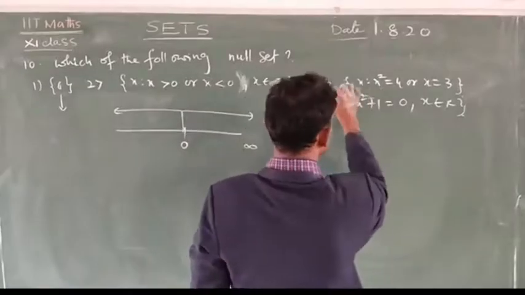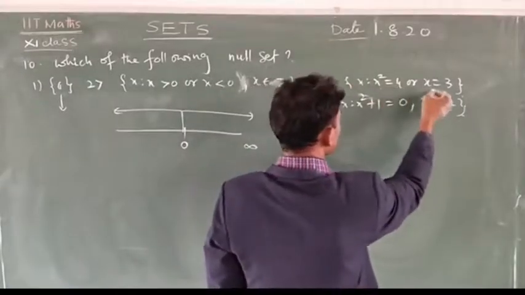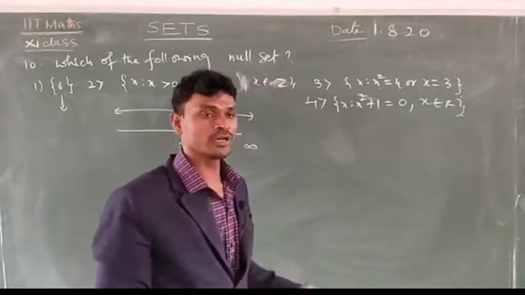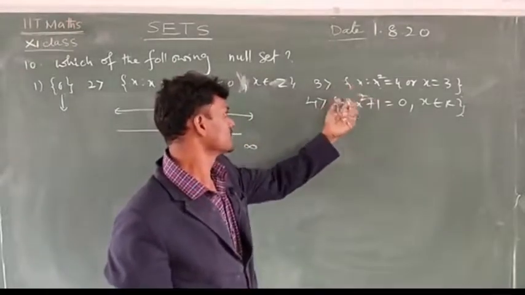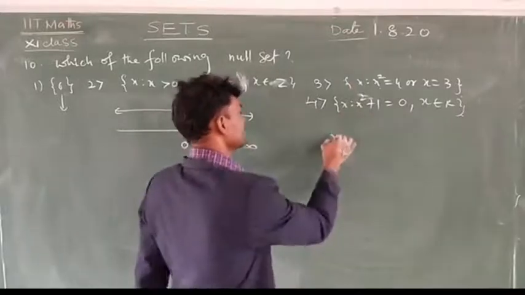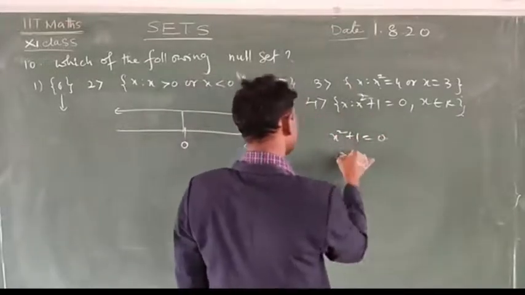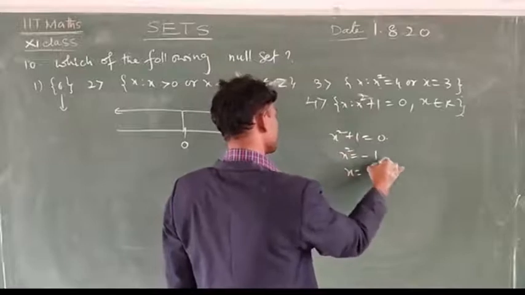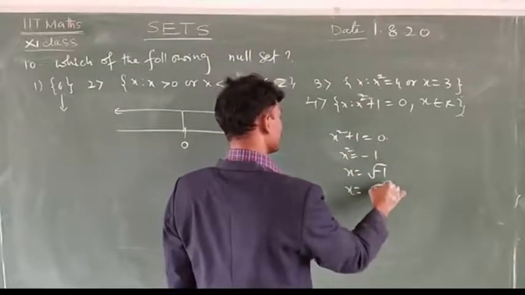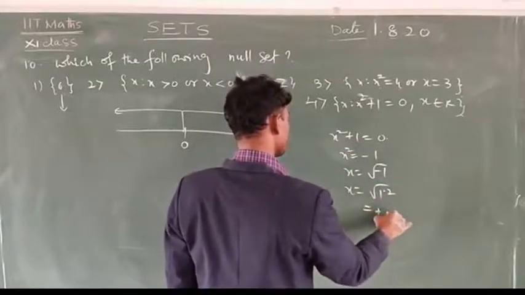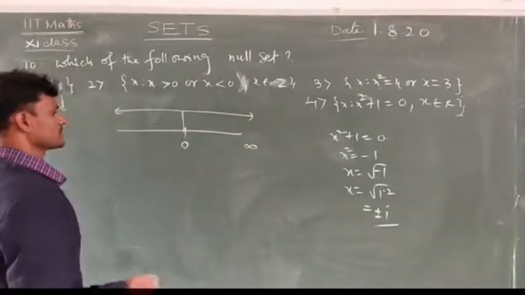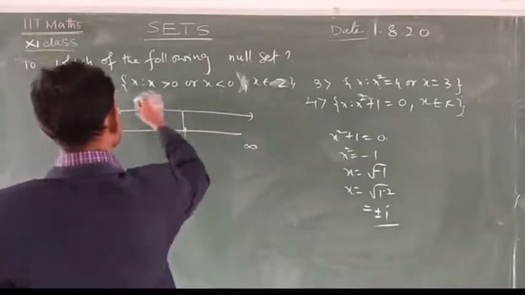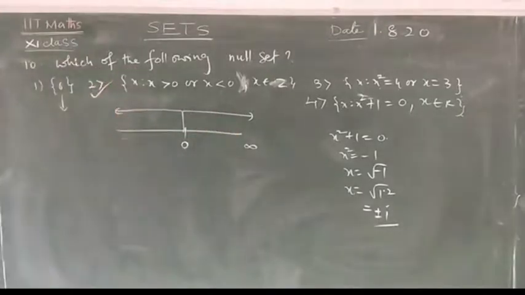Next, the third one: x square is equal to 4 or x is equal to 3, here either 4 or 3, any number means this is a set, not an empty set. This is also possible: x square plus 1 is equal to 0 means x square is equal to minus 1, x is equal to under root of minus 1, then x is equal to under root of i square, then x is equal to plus or minus i, an imaginary number, a complex number. That's why this is also possible. Our option is the second one, no doubt.